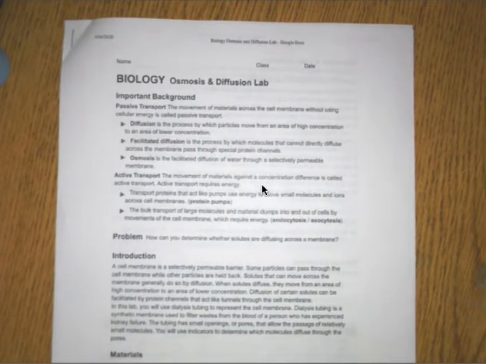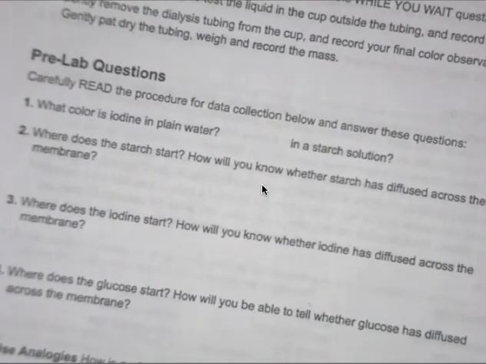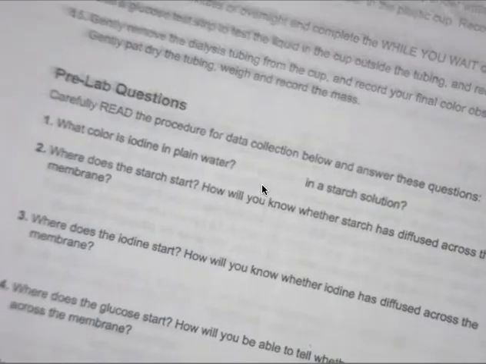So the materials we have here, materials list. Safety is first, so make sure you have your goggles on. So we're going to read the pre-lab questions here. It says, read carefully the procedure for data collection below and answer these questions. So let's take a look at that procedure.